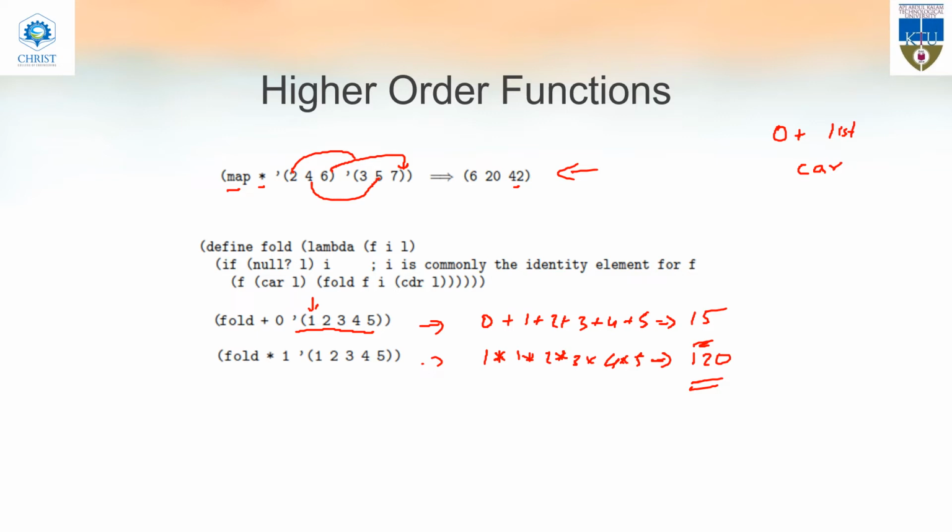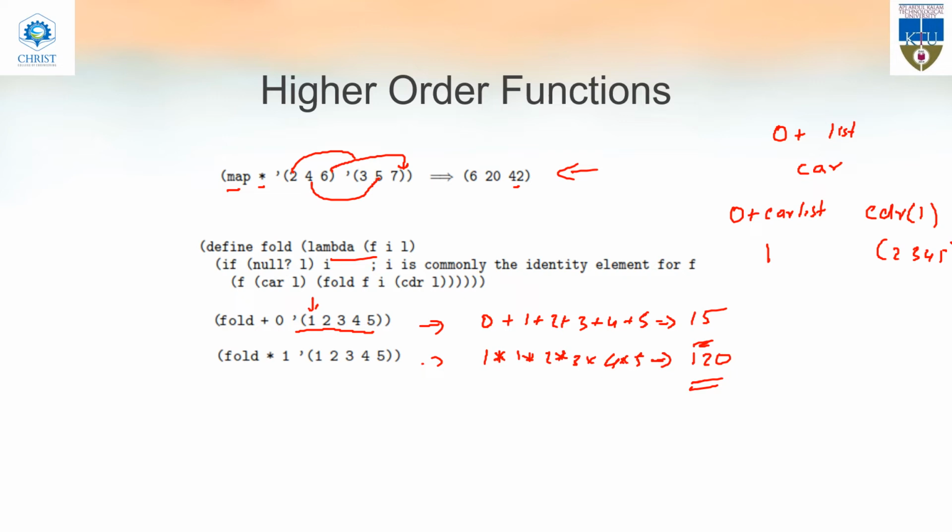So I will be adding 0 plus CAR of the list, that is 0 plus the first element, and I will be calling this recursively. Instead of passing the entire list, I will be passing CDR of the list, that is all the elements except the first element, so it will be 2, 3, 4, 5. So 0 plus 1, that is 1, and 2, 3, 4, 5 will be passed.